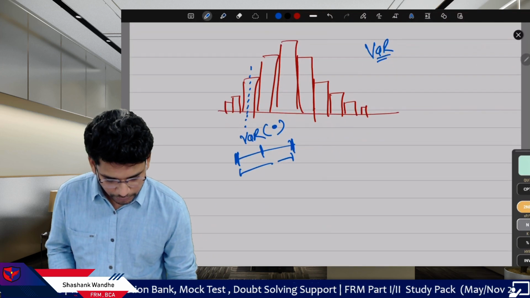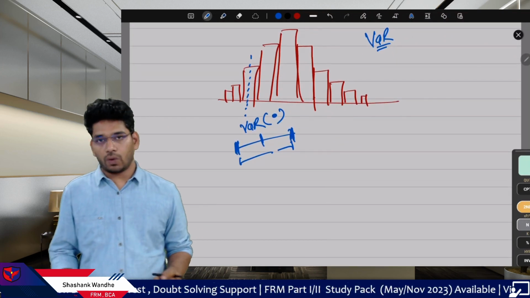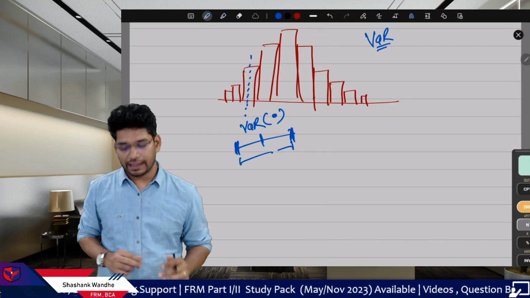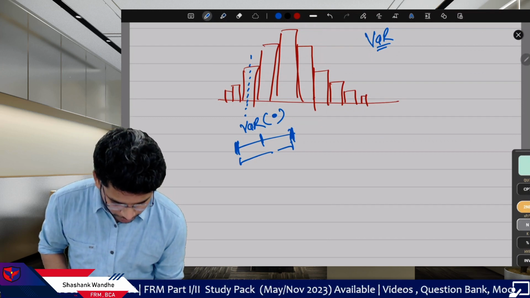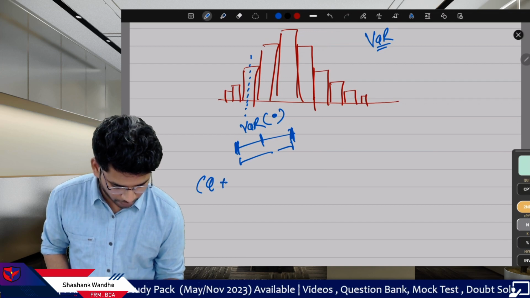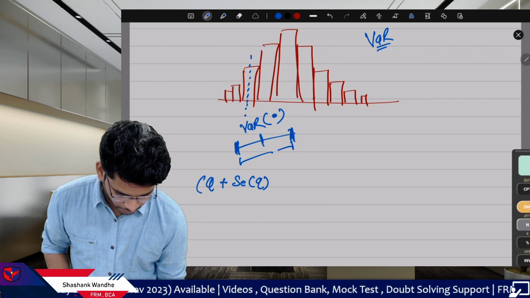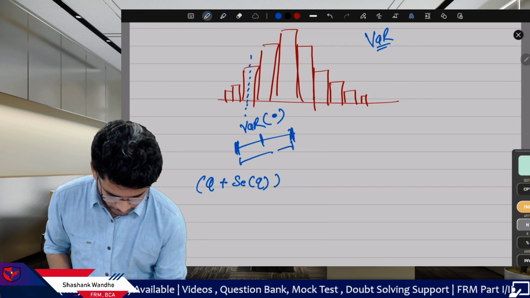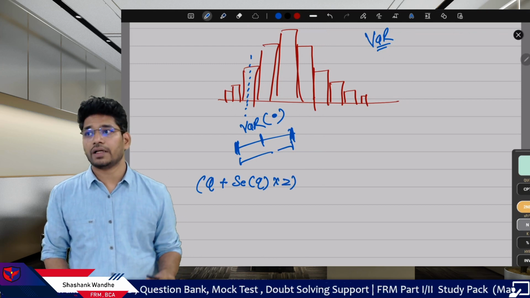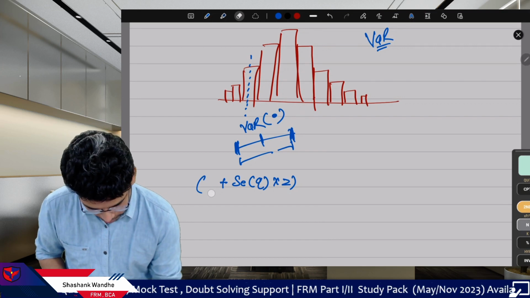Now I hope you understood what our goal is. Our goal is simply to calculate the confidence interval. For the confidence interval, we have this formula, which I'll explain in detail. The standard error of Q, multiplied by Z. Let me write Q in a proper manner.